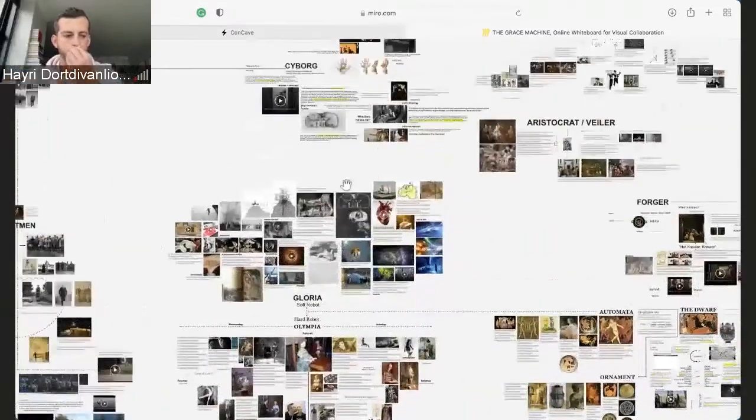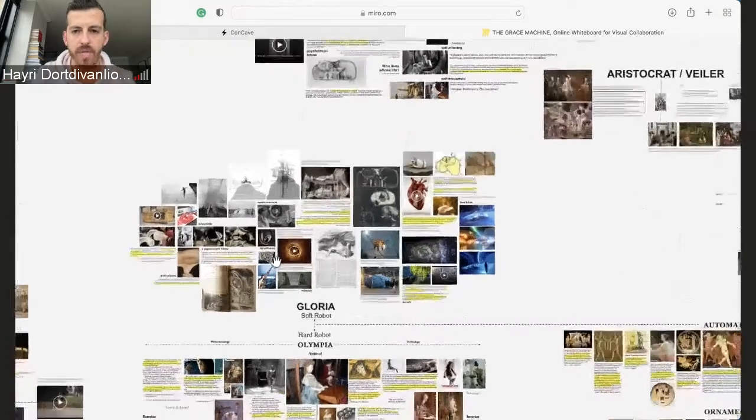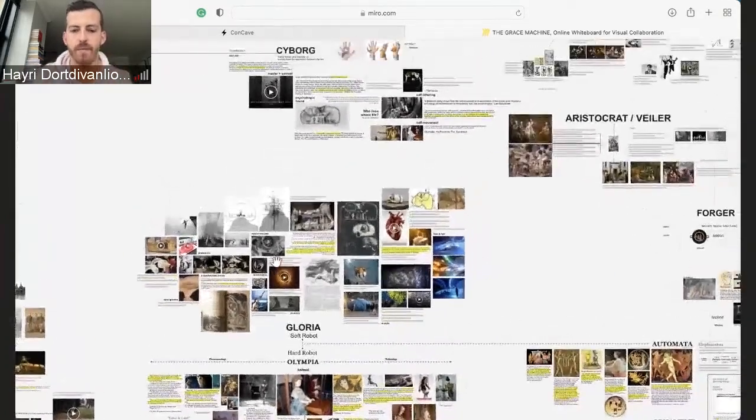Gloria as a figure, of course, originated in J.G. Ballard's story as a psychotropic house, but in our Mario board, it's an expansion of automata as a soft robot, and also an extension of the cyborg, which again originated from Donna Haraway's writings. So Gloria somewhere positions between these two of our figures.